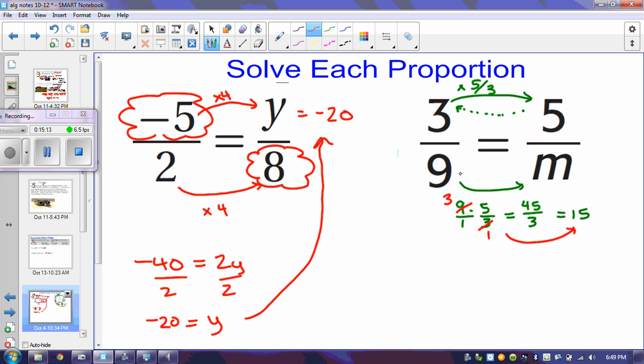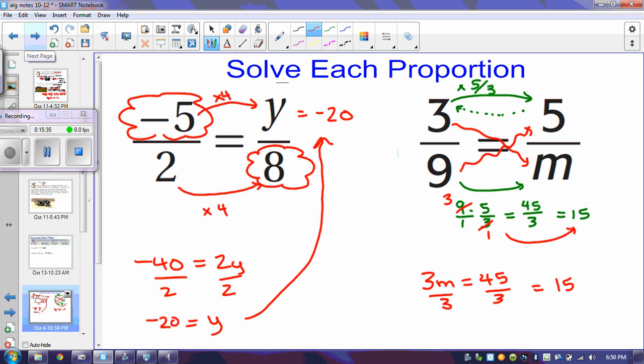Notice if I had chosen to do the cross multiplying, I would take 3 times m, and the cross products are equal, so that equals 9 times 5, and that's 45. And then I'm going to divide both sides by 3, and just like you saw in our method here, we're going to get 15 as the value of m.